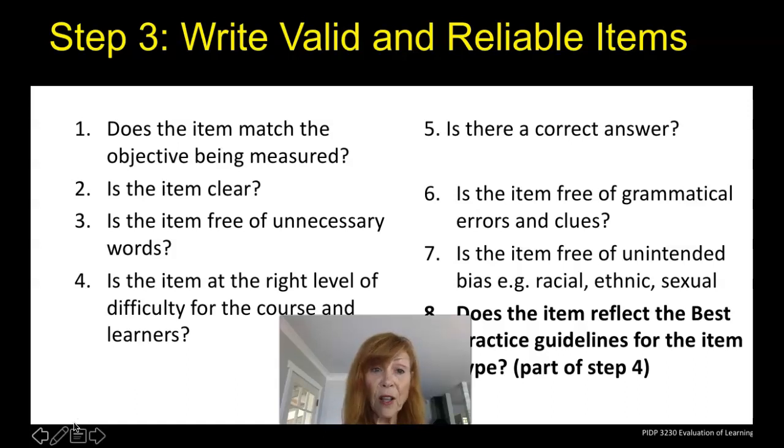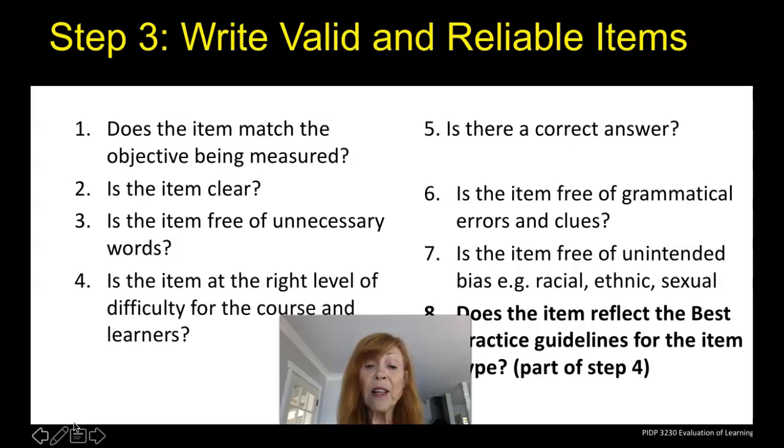Again, this goes back to alignment. Are you actually asking the right questions? Is it at the right level? Is the item clear? Learners sometimes, when they read an item on an exam, I've heard this over and over again, ask, well, does it mean this or does it mean that? So you want to make sure that it is crystal clear what the intent of that item is.